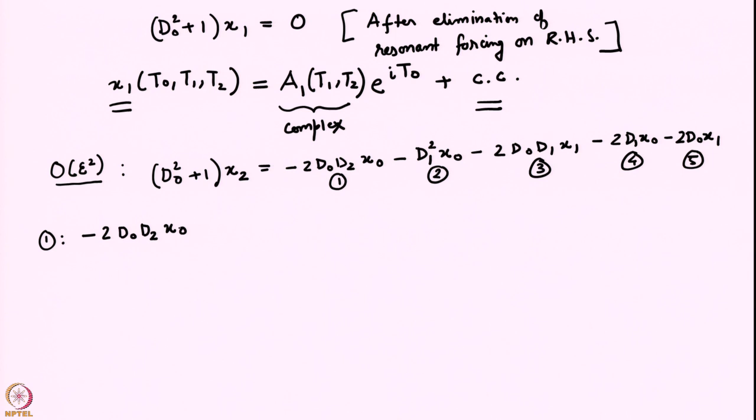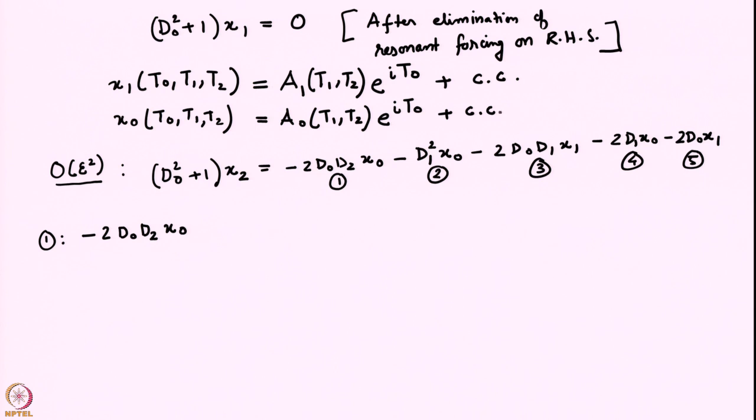For reference, let me erase this complex thing and write the solution for x0 also, so that we have both the expressions for x0 and x1 in one place. So we had found that x0 is A0 e to the power i t0 plus complex conjugate. Again, to eliminate confusion, I will put a CC1 and CC2 to indicate that CC1 is the complex conjugate of the term on its left, whereas CC2 is the complex conjugate of the term on its left. And we had also found that A0 is small a0, which is unknown yet, e to the power minus t1.